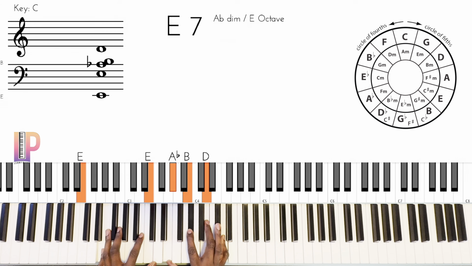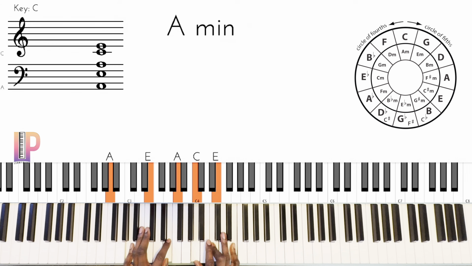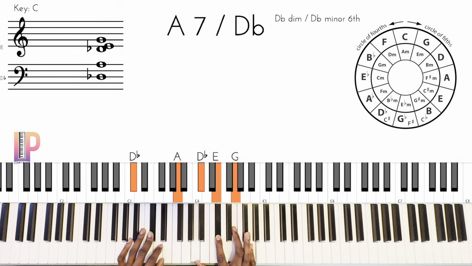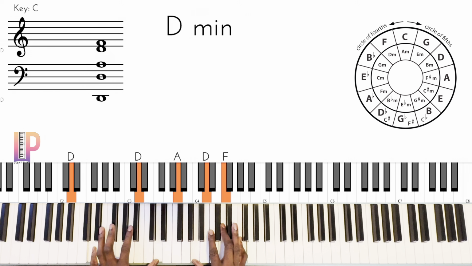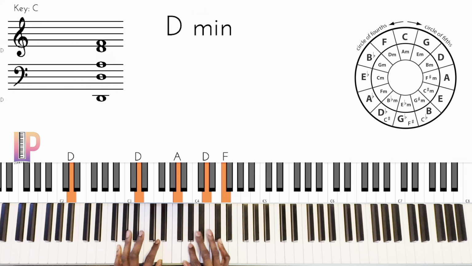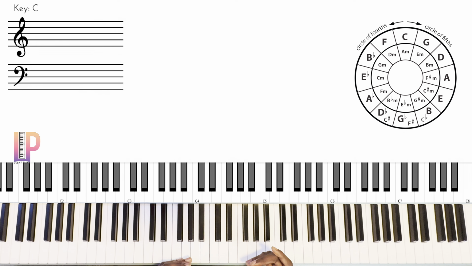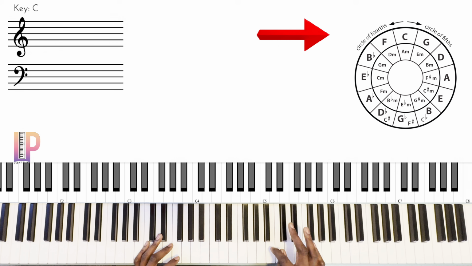D7 is the secondary dominant to go to the A minor. Before going to the D7, I can play a secondary dominant, which is the A7 to D minor. So technically, your secondary dominant is formed on the 5th degree above your destination key, or the 4th degree down from your destination key.